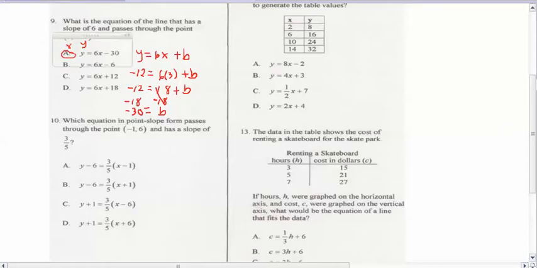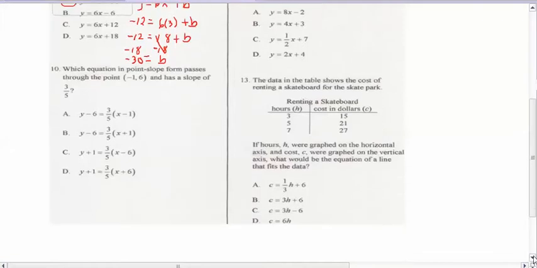Okay, number 10. We didn't do number 10 with you. I'm not going to hold you responsible, but I am going to show you point-slope form. Point-slope form is y minus y1 is equal to m parentheses x minus x1. And really it's pretty simple.